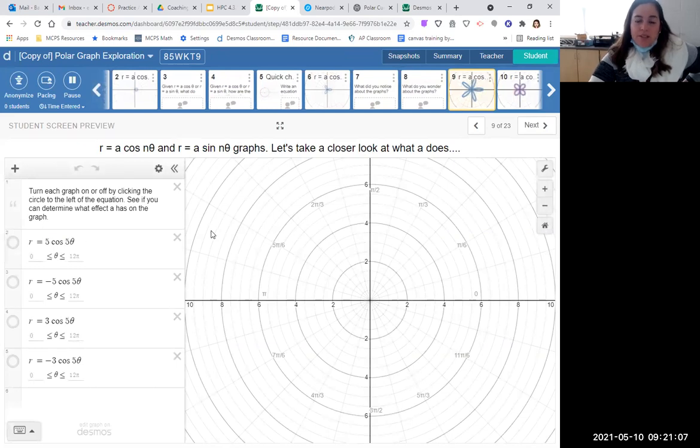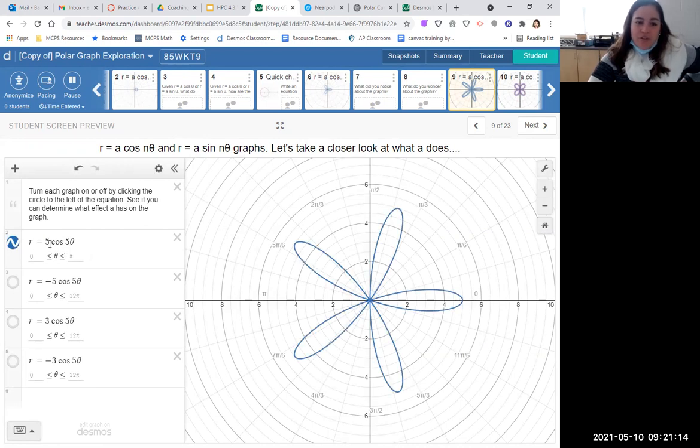All right, so let's take a closer look at what A does. So we're just going to turn these graphs on and off. Okay, so here's 5 cosine of 5 theta. I don't know if it's right to call this the diameter, but the length of the petal, kind of like if this petal was just a squashed circle, 5 is still the diameter of that, right? And then we have these, they're called petals, which makes sense because it kind of looks like a flower. This type of graph is actually called a rose.